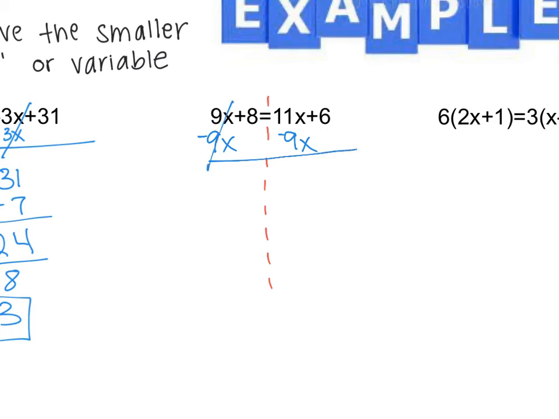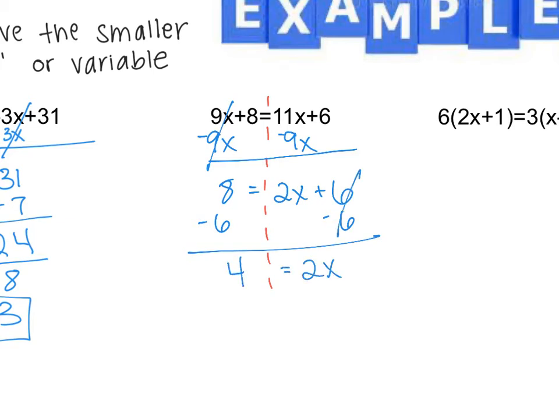They go away here. Now we have all our x's on one side, and we do the same steps that we're used to. We do the opposite operations. We're going to subtract 6 from both sides. We're left with 2x over here, and 2x equals 4. Divide by 2. 2 equals x, or x equals 2. Ta-da!